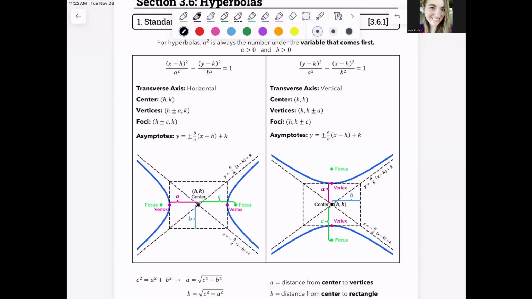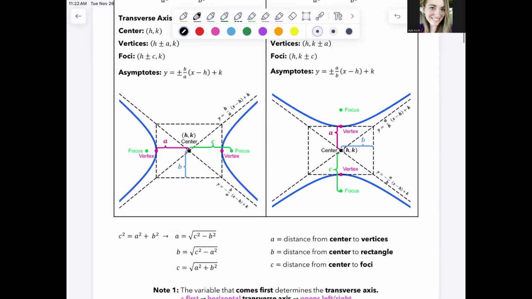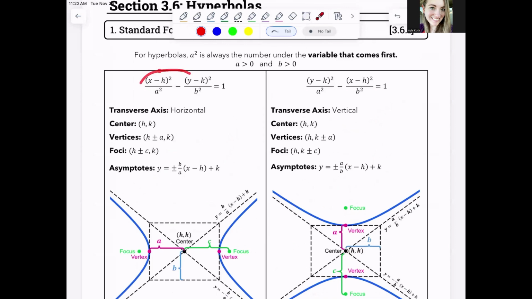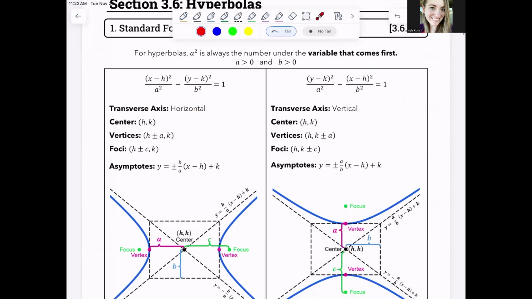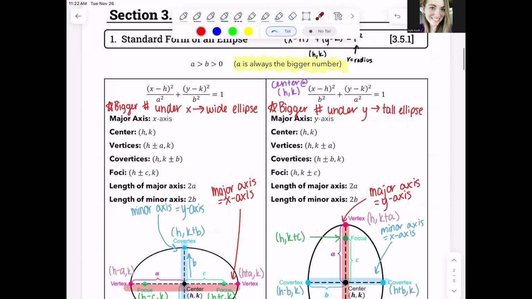So these hyperbolas here have an equation that looks awfully similar to the standard form of an ellipse. I'm going to scroll down to the ellipse one. So here's what we had for ellipses. Notice two big differences. With the ellipses, it was always x first and then y, and a was always the bigger number. Sometimes a was under the x, sometimes it was under the y. It was just whatever the bigger number was.